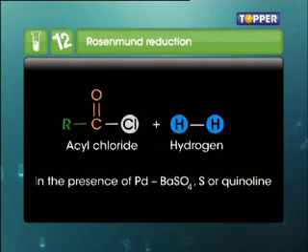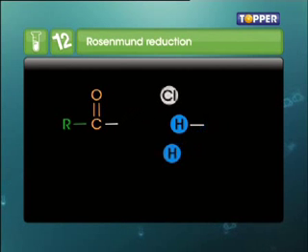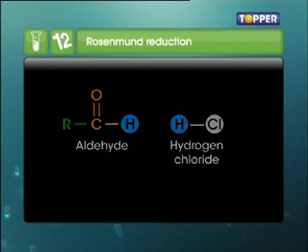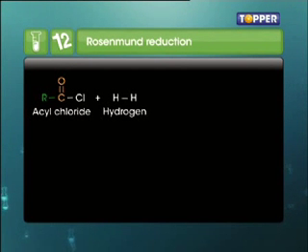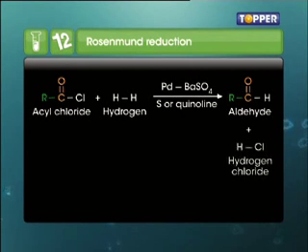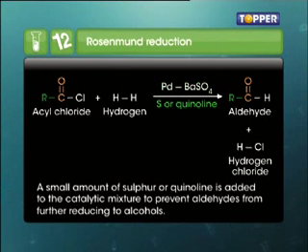You will be surprised to know that aldehydes and ketones can be prepared from many different compounds. But initially, we will prepare them from acyl chlorides, which are also known as acid chlorides. And this method of preparation is called Rosenmund's reduction. In this method, acyl chloride is hydrogenated over a catalyst which is palladium supported on barium sulfate. A small amount of sulfur or quinoline is added to the catalytic mixture. This is done to prevent aldehydes from further reducing to alcohols.